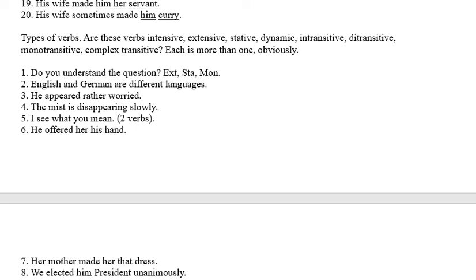Okay? So similarly, if we look at the second one, English and German are different languages. Okay, so we're only interested in the verb. The verb that we've got here is are. So we know that the verb to be is intensive, right? It takes a complement. So different languages here is the subject complement, English and German being the subject. We couldn't say English and German are being different languages.